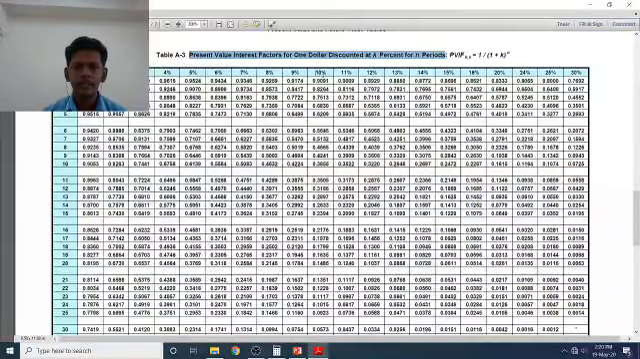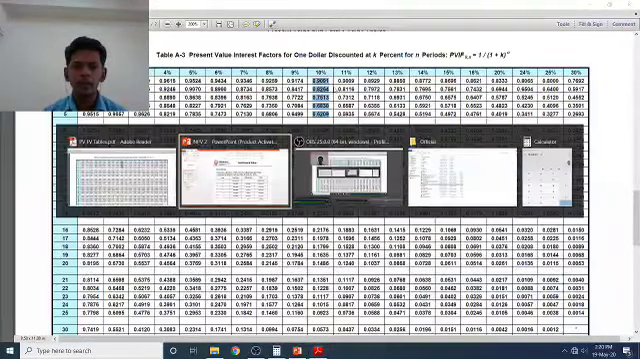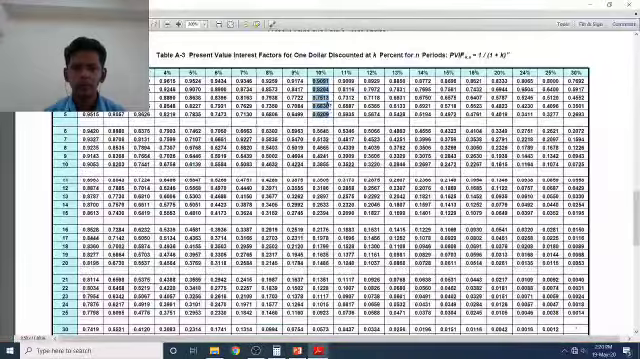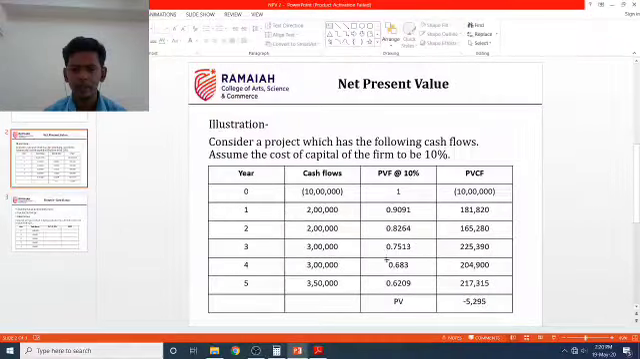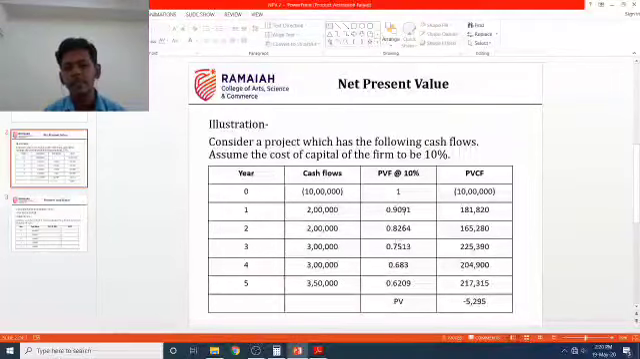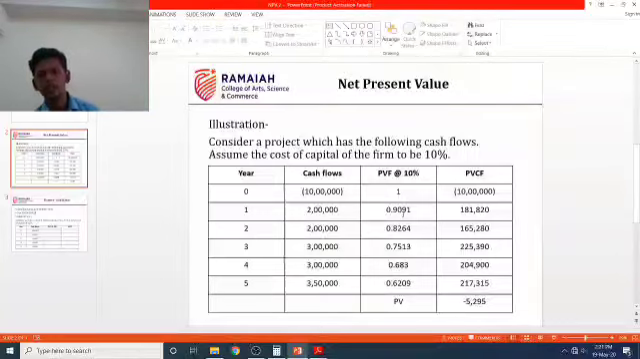Our rate of interest is 10%. We need it for 5 years. Take all these figures, these five figures: 0.9091, 0.8264, 0.7513, 0.6830, 0.6209. Right. These figures in our yesterday's class we had calculated using a normal calculator. However, you will also find them in your present value factors. Please be very careful as to which table you are looking at, right?